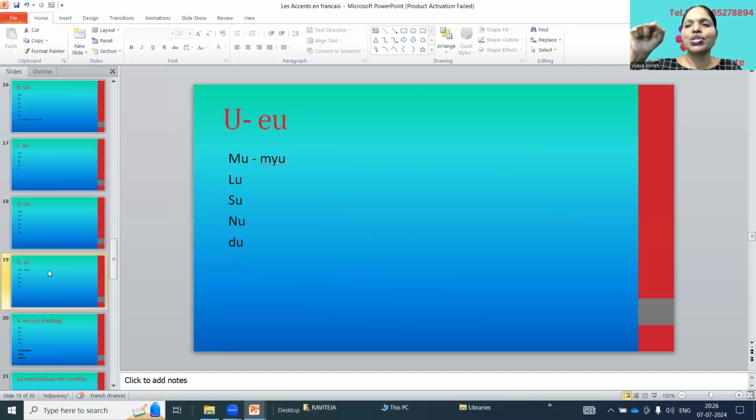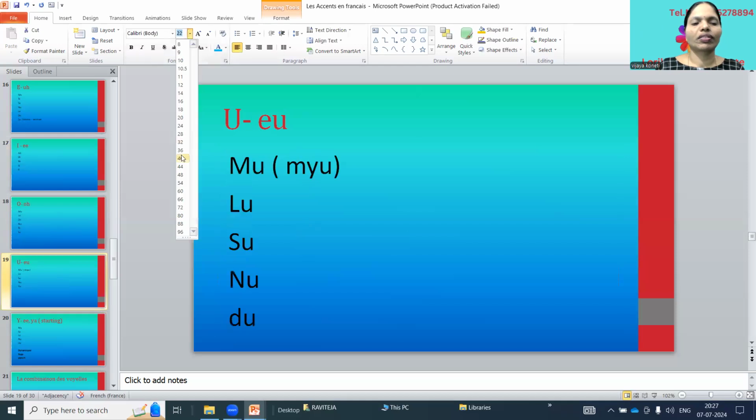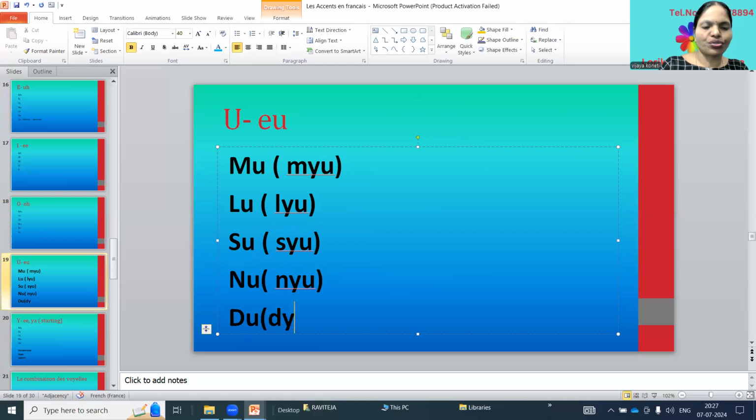And the next one, U. So what is U? U. Okay, the U sound, the Y sound is mixed up. So M-U, mu. So this is the pronunciation actually. And the next one, L-U, lu. U pronunciation, okay? S-U, su. The Y sound will be mixed up. S-U, su. N-U, nu. And D-U, du. D'accord?